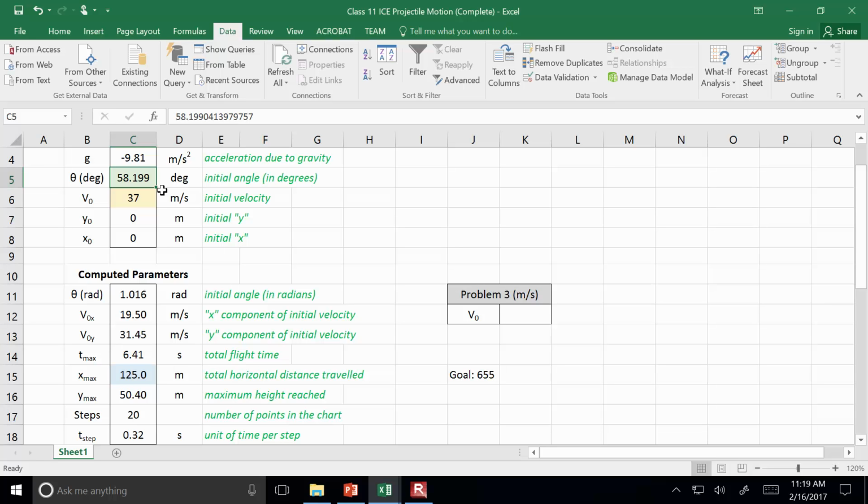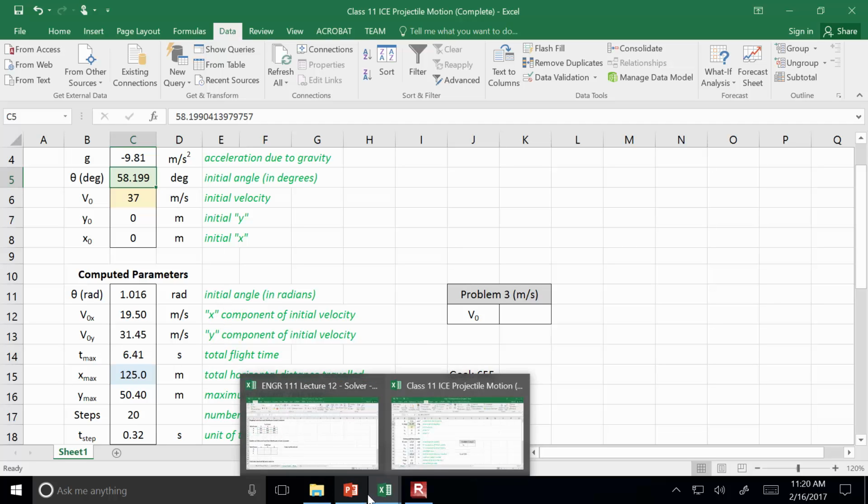So goal seek won't tell you all the possible solutions. It's called just like a numeric iteration. It's solving over and over again. It keeps changing the input until the output is equal to the goal. Any questions about that?